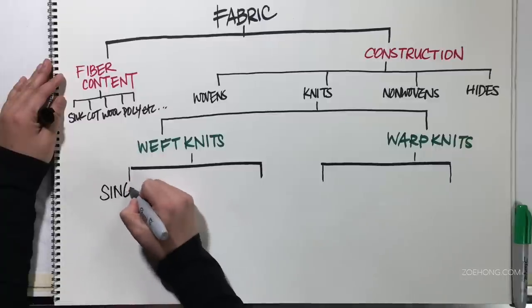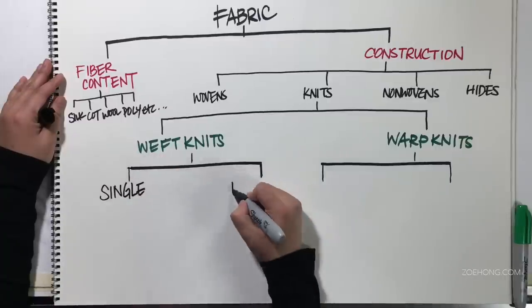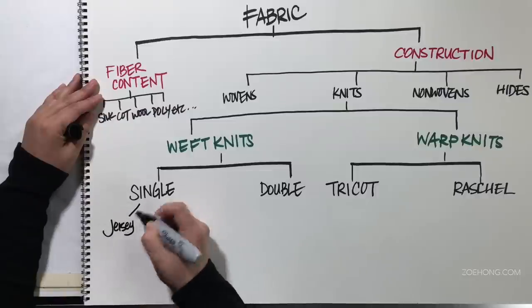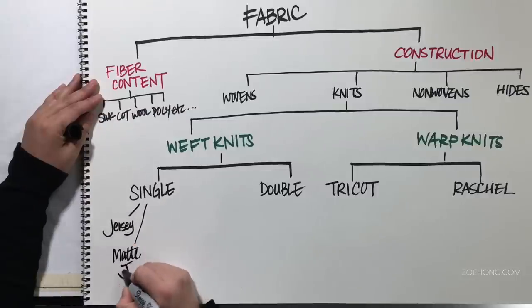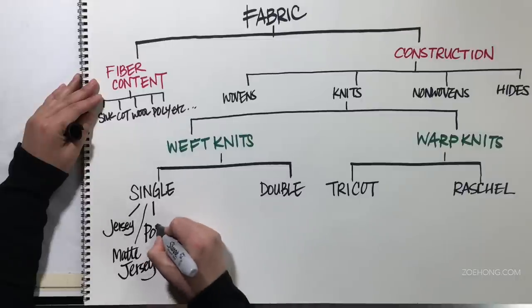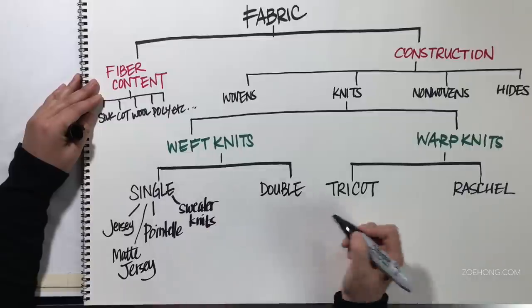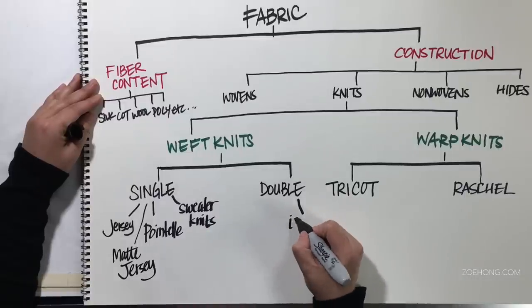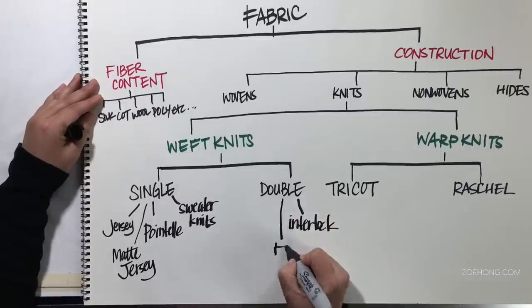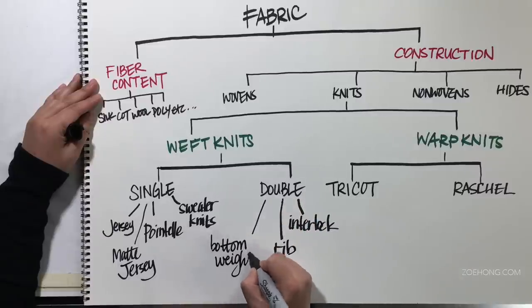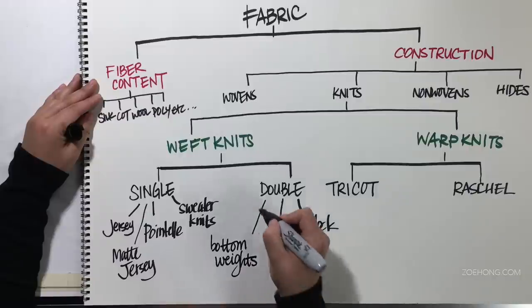So within the weft knit category, we have single knits and we have double knits. And in the single knit category, we have jerseys, okay, which are t-shirt knits. So when people say t-shirt knits, they usually mean jerseys or baby ribs. I'll get to baby ribs in a second, but jerseys, you know, standard t-shirt material. If you're wearing a t-shirt right now, it's probably a jersey.